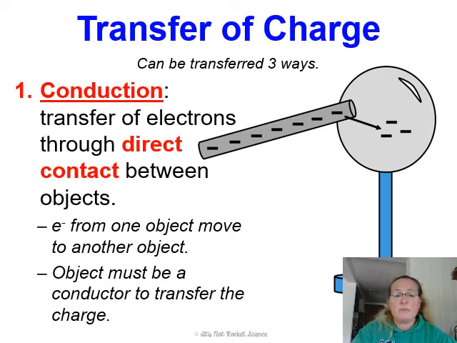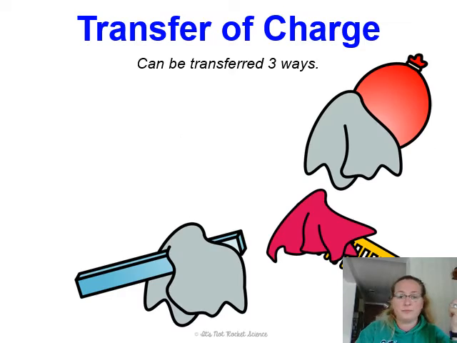The object must be a conductor to transfer the charge. So if the rod in the picture above was made of, say, glass or plastic, we would not expect there to be conduction, because it is not a good conductor. That's not somewhere where the electrons want to flow, and so we're not going to be able to force it to conduct those electrons. If it was made of metal, that would be good. Or again, if you took your finger and touched it to that globe, if it had a charge, because your skin is a good conductor, that would allow those electrons to flow.